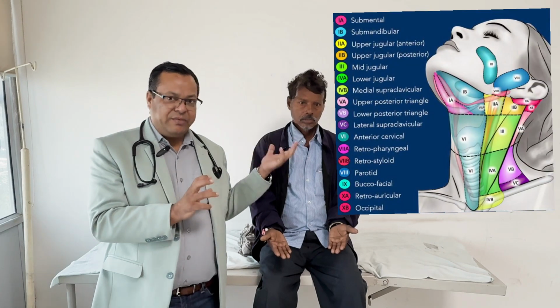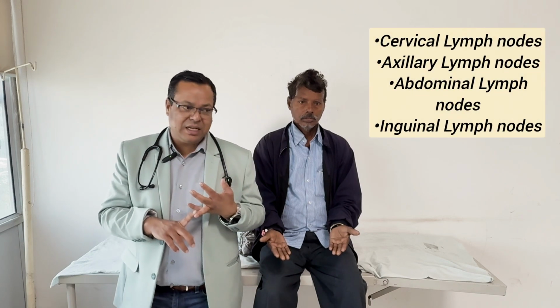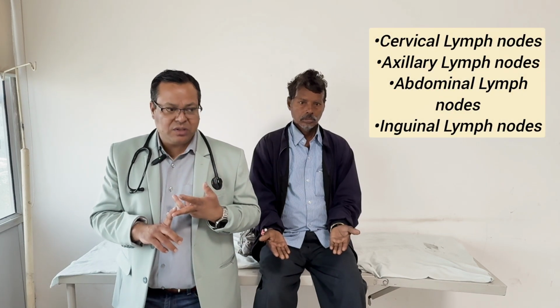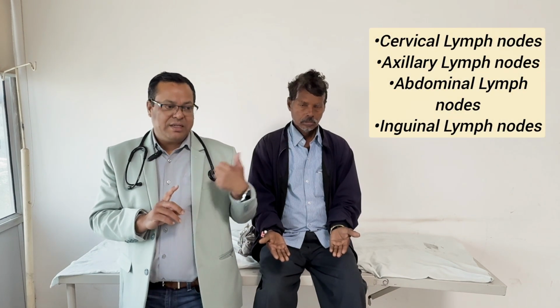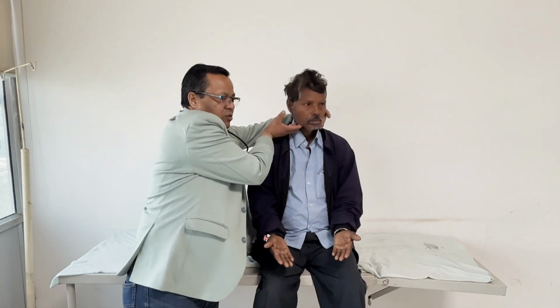There are a few particular places where we have to see the lymph nodes. There are groups of lymph nodes: cervical lymph nodes, axillary lymph nodes, abdominal lymph nodes, and pelvic lymph nodes. Always stand behind the patient, and examine the groups of lymph nodes to see whether they are palpable or not. If they are palpable, then lymphadenopathy is present.